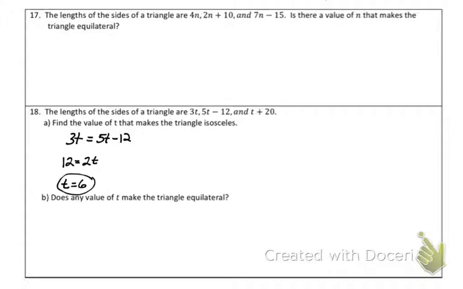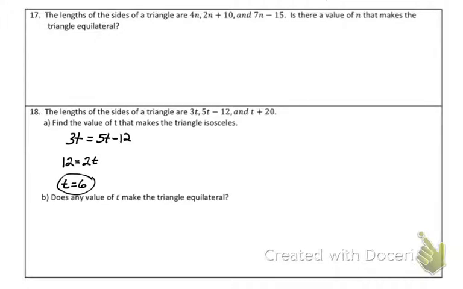Yes? I set 3t equal to t plus 20 and got 10. Would that be right? Okay. We're good. You just have to pick two sides, set them equal to each other, find that t value, and it's automatically going to make it isosceles.